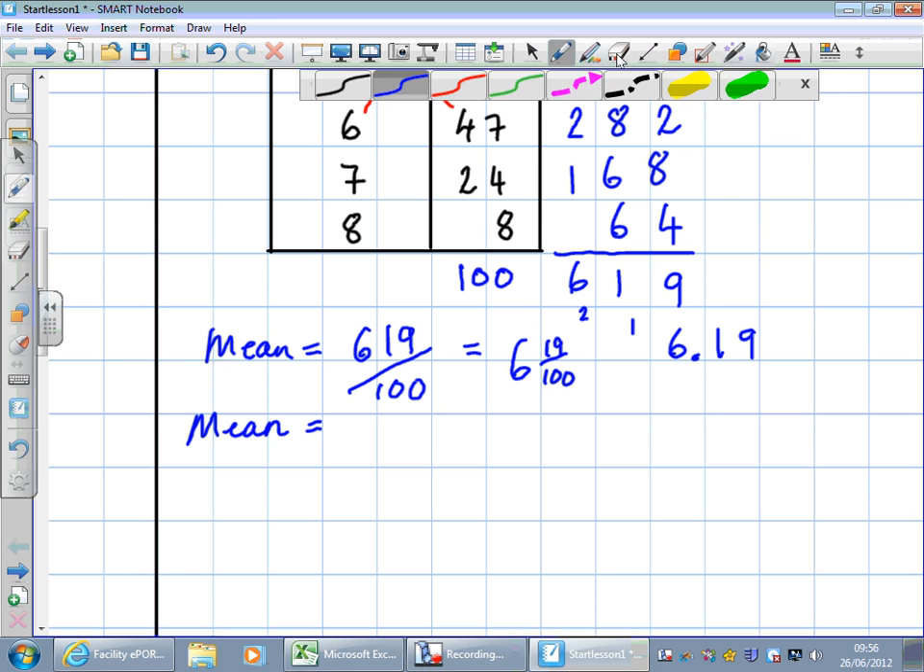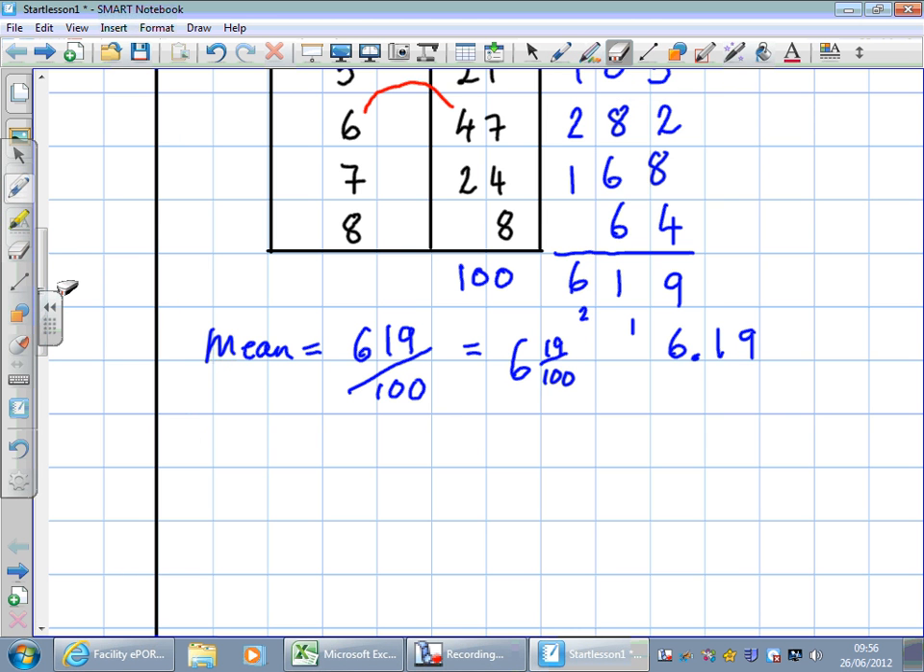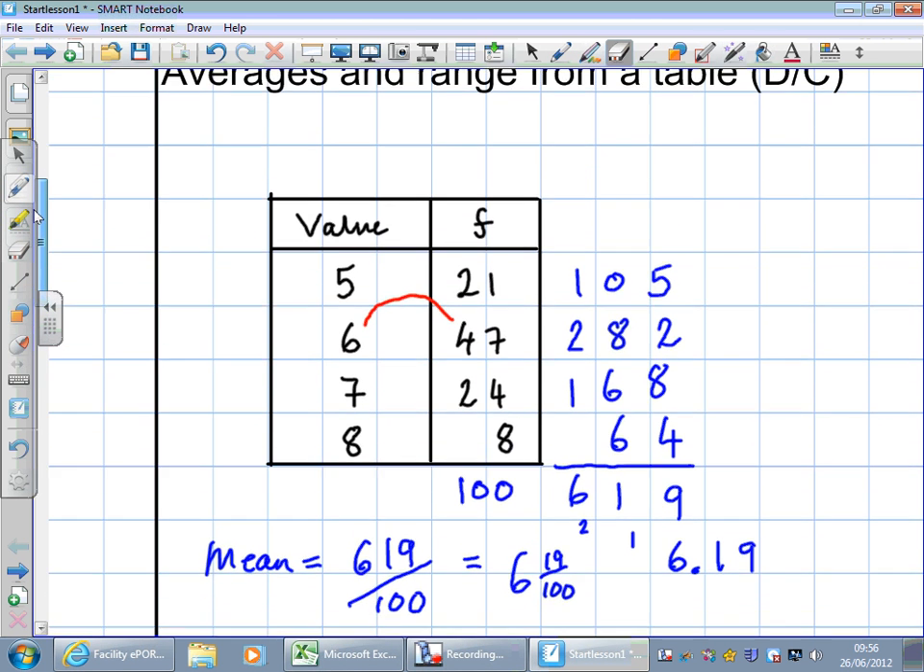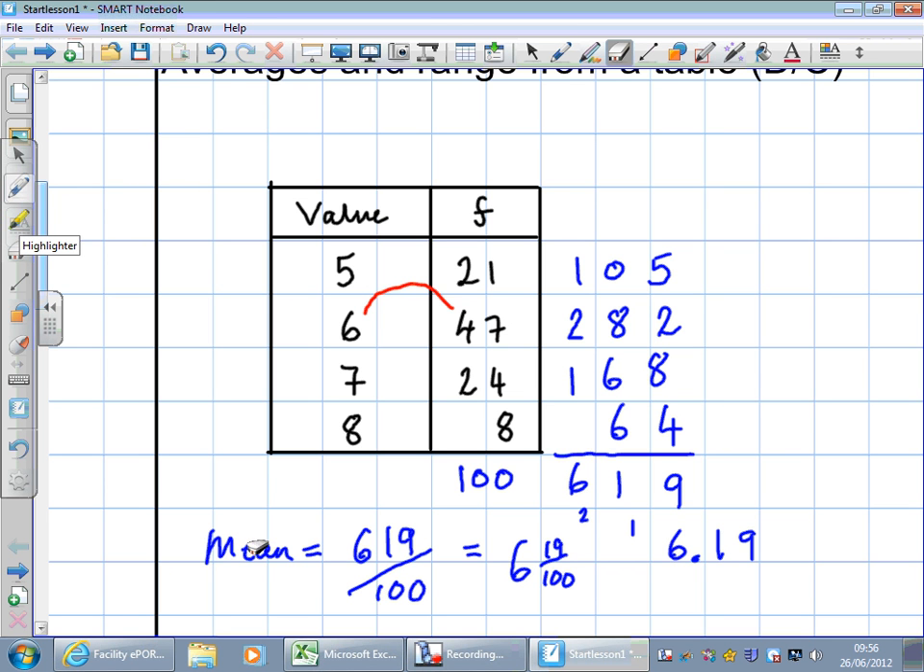Now, averages and range. We've calculated the mode. We found out the mode. We worked out the median. It's around about the middle position, isn't it? So we saw that must be a 6. And then the bit that required the most work, we calculated the mean.